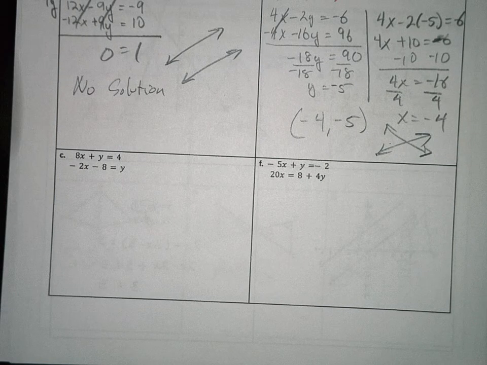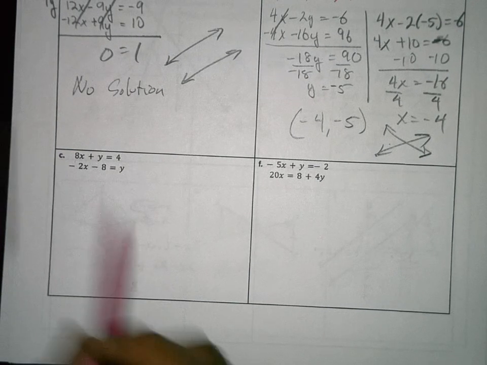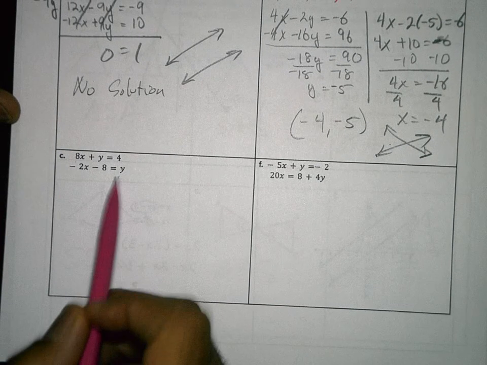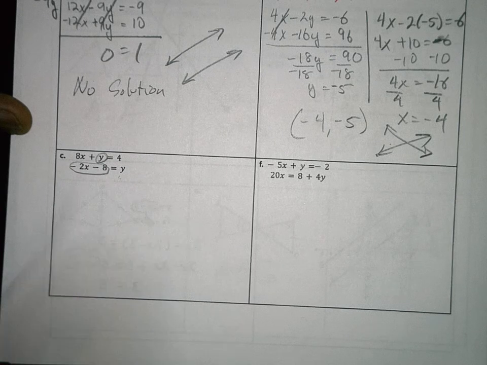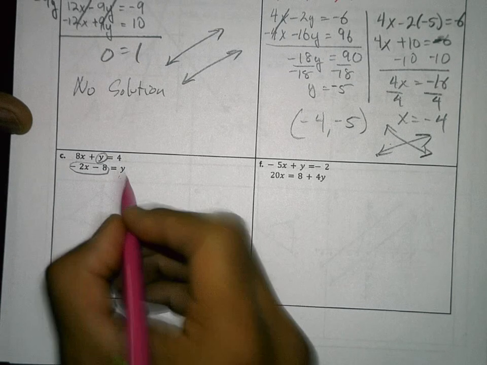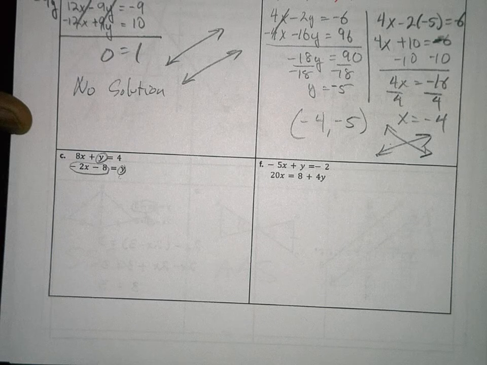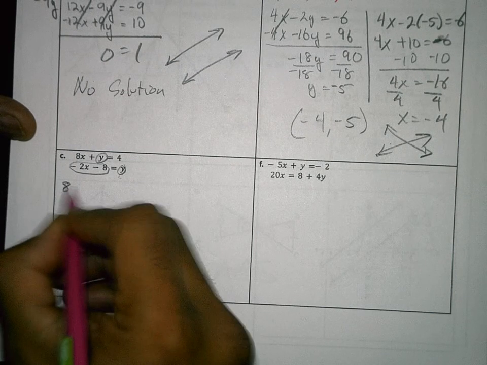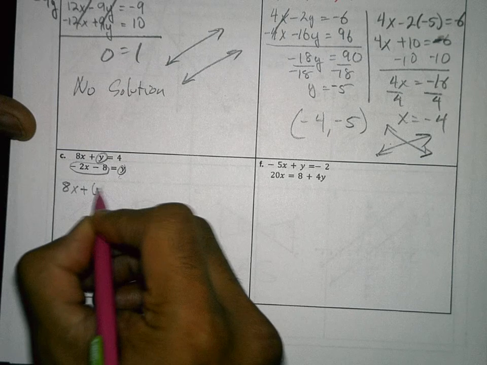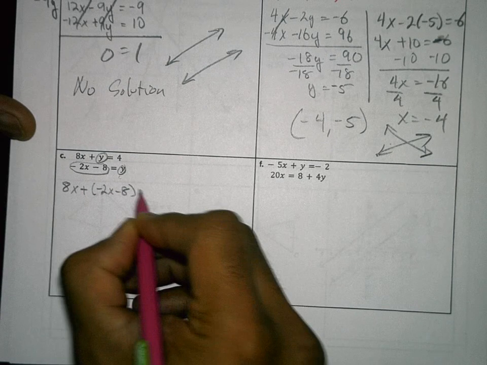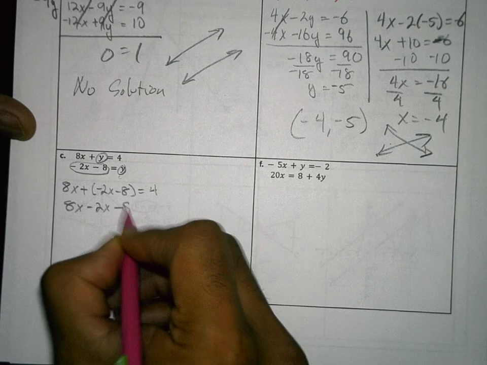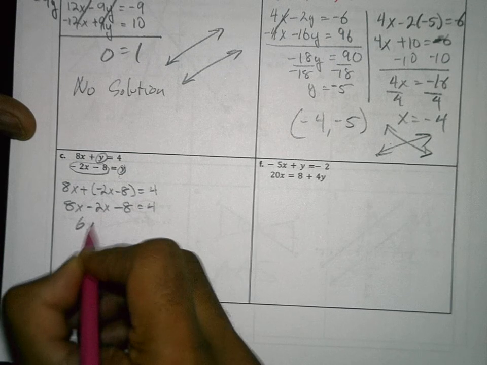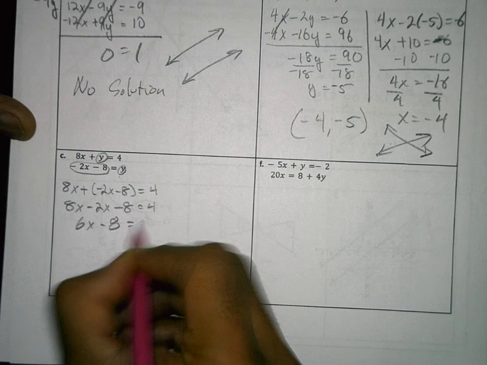Alright, so looking at this, the x's and y's are not lined up. But I do have a variable by itself, so I'm going to use the substitution method. So I'm going to take this and substitute it in for the y because it is equal to y. So everything I circled is the same and can be interchanged. So what I'm looking at here is 8x plus negative 2x minus 8 equals 4. 8x minus 2x minus 8 is 6x minus 8.